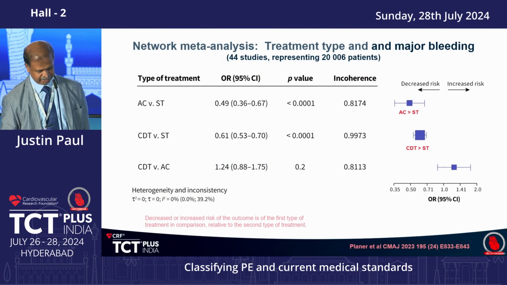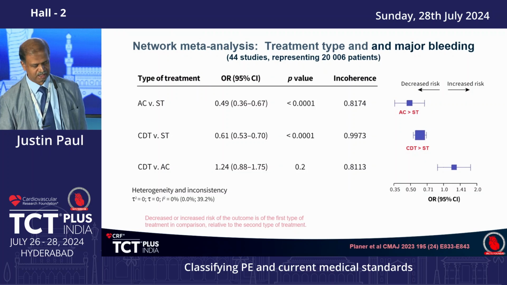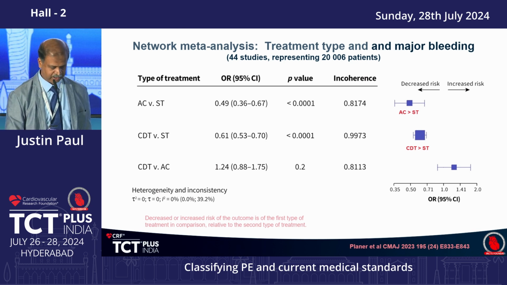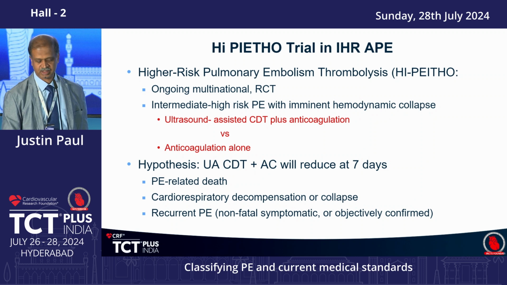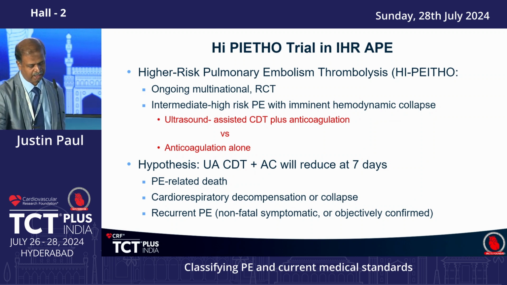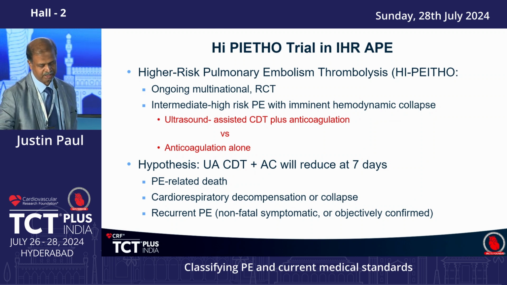What about the bleeding complications, major bleeding? It was definitely better than systemic thrombolysis, and it was sort of equivalent to anticoagulation. So catheter-directed thrombolytic therapy probably is a way to go for intermediate high-risk pulmonary embolism. The HI-PEITHO study is ongoing in higher risk, intermediate high pulmonary embolism.